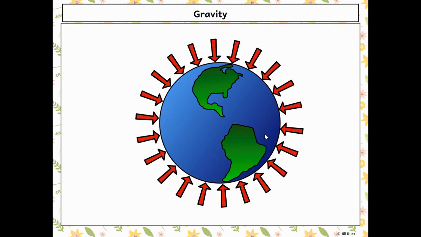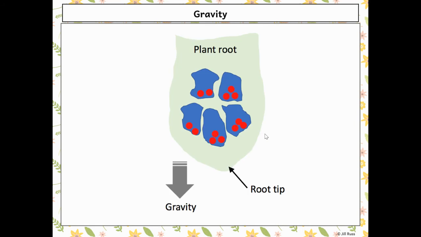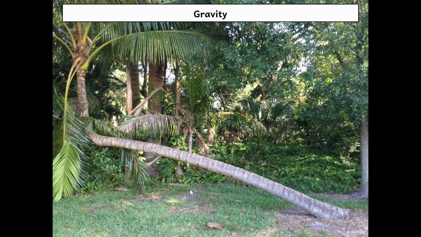This is a picture to help us understand gravity. Remember, gravity is the force that's pulling us towards the center of the earth. Here is a picture of a seed. So the plant root is coming down here towards the root tip, which is where gravity is. So take a look at some of these pictures we're going to look at here. Which way do you think these plants were going? Exactly. These are being affected by gravity.